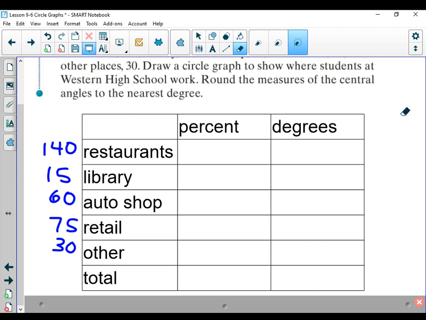And 15 work at a library. 60 work at an auto shop. Maybe Burnings or what's the one over by Culver's? Napa?